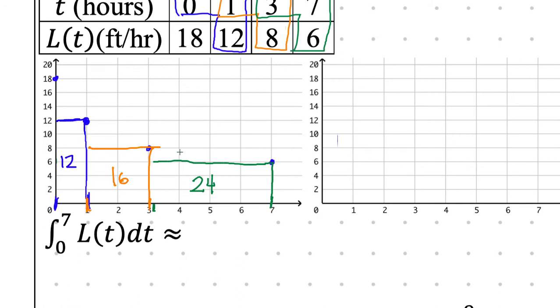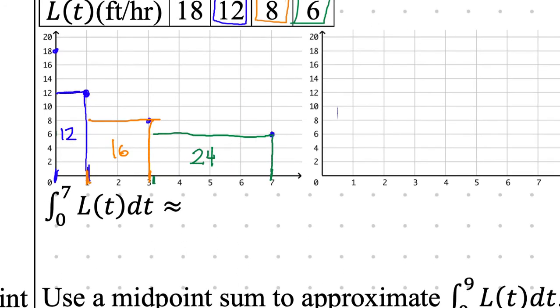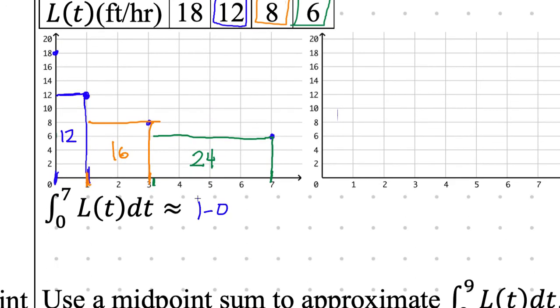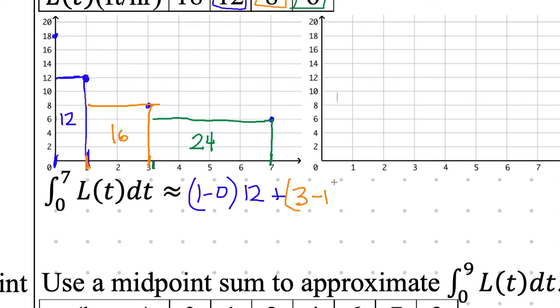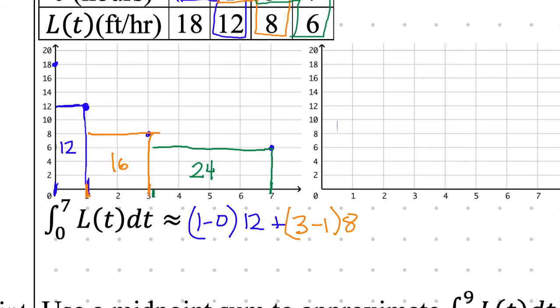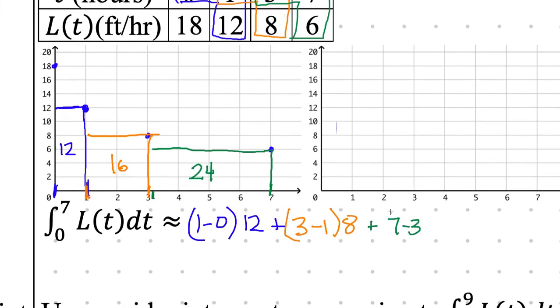And then how do you show your work? Because very often on the AP test, they will not give you a graph. They just say, hey, use your table, find it. The way that you show your work is you say, okay, I'm going to do 1 minus 0 times the height of 12 plus the next one, 3 minus 1 times the height of 8, plus 7 minus 3 times the height of 6. And if I do all that math, I'm just going to skip some work now. Let's see. 1 minus 0 times 12 is 12. 3 minus 1, 2 times 8 is 16.